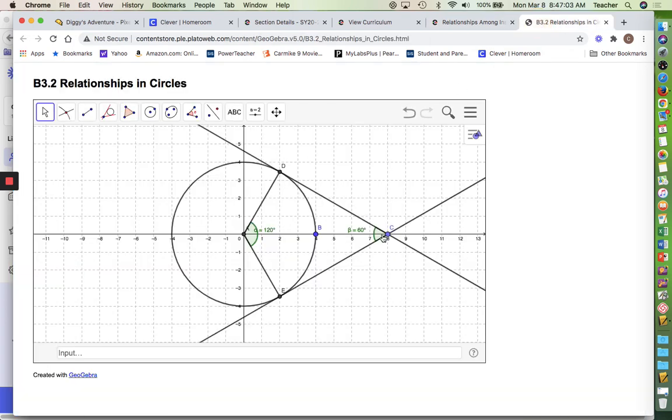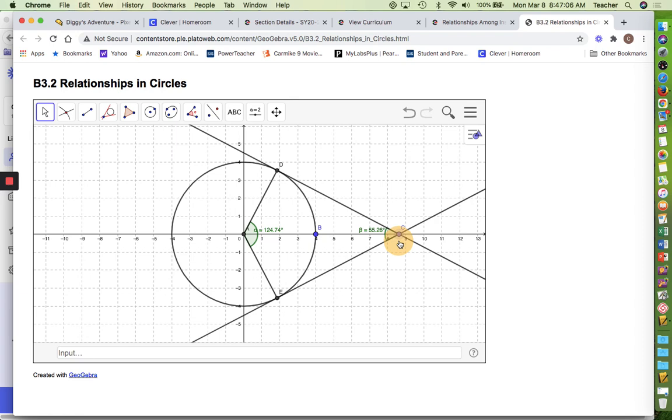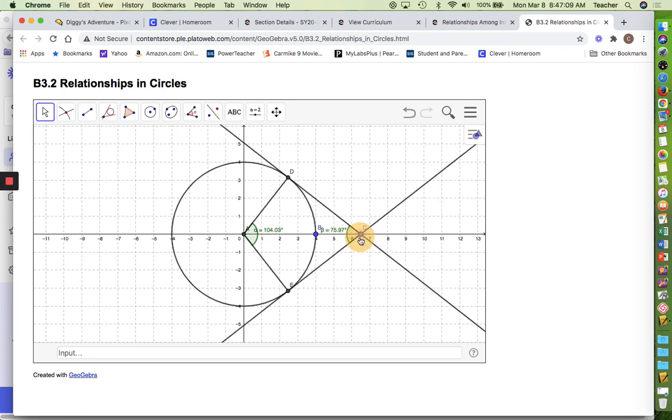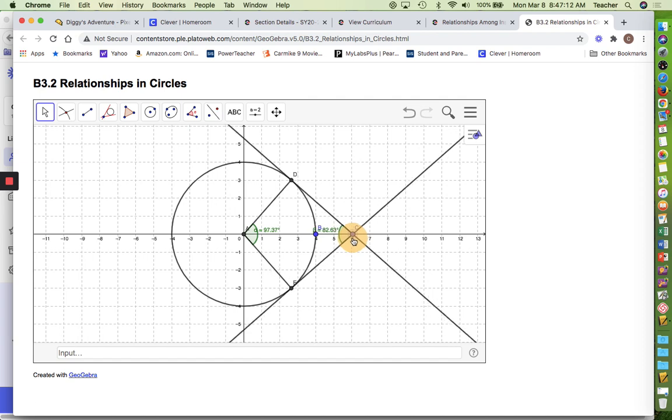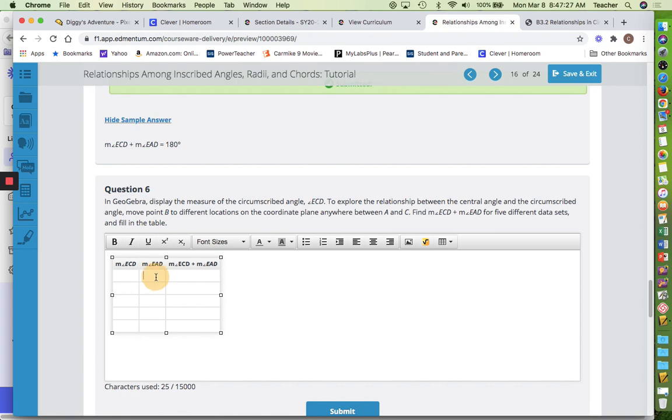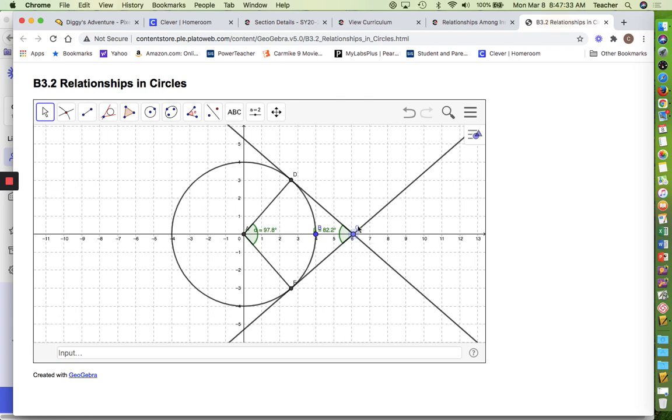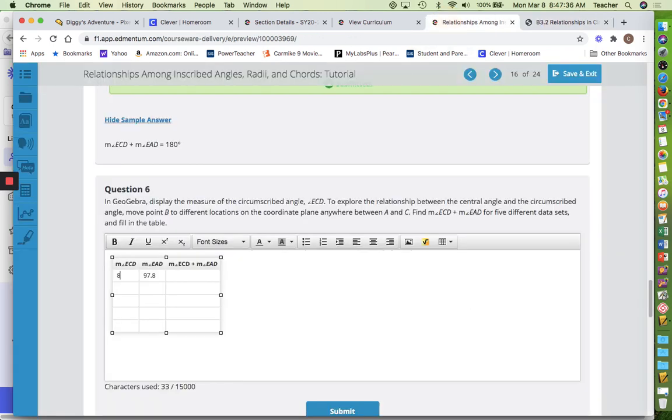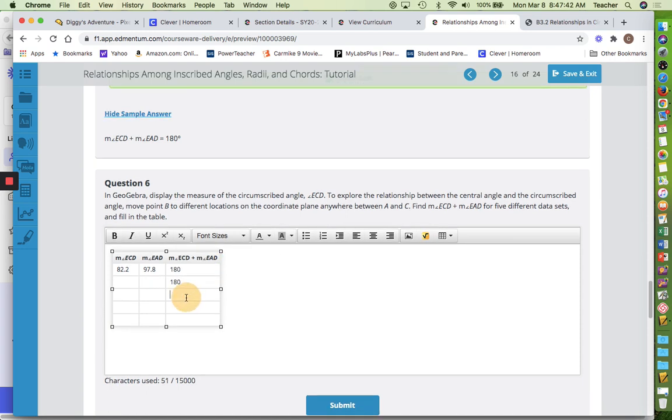All right, so let's move it out. I'm going to move somewhere nice. Doesn't look like I'm going to get nice numbers. That's unfortunate. I was hoping to get nice numbers. Well, that's nice enough. All right, so A is 97.8, C is 82.2. You add those together, you're going to get 180 degrees. In fact, you're going to get 180 for all of them, y'all. Every single one.